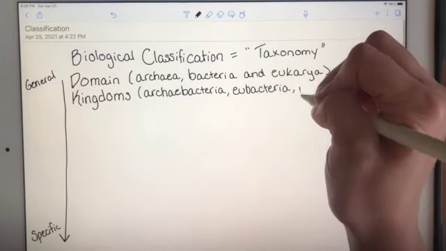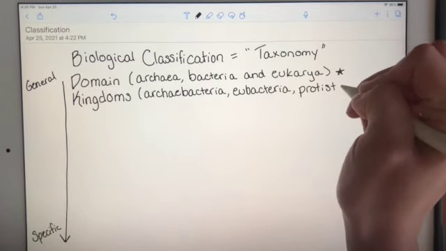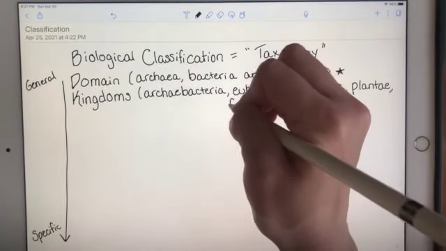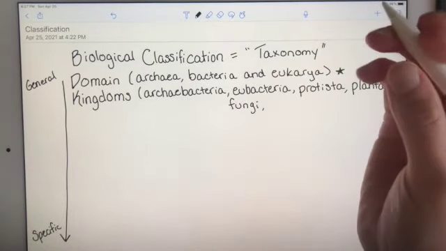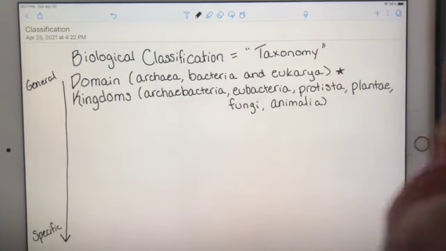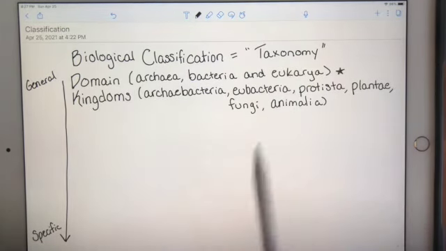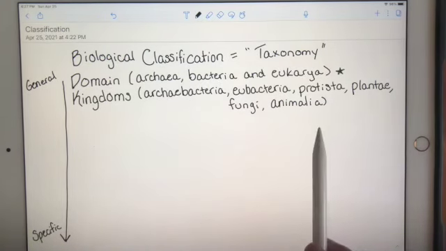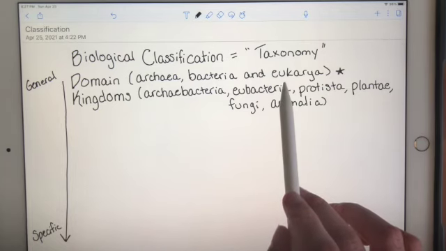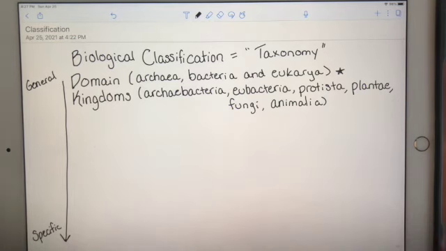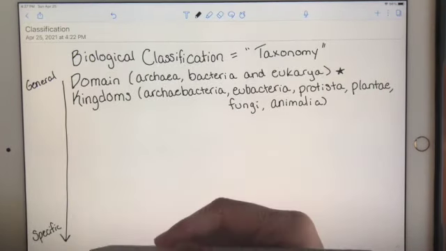For these, we have the kingdom Protista, Plantae, fungi, and many people's favorites, Animalia. So we have 3 domains that we're working with. In those 3 domains, we have 6 different kingdoms. In Eukarya, our kingdoms are Protista, Plantae, fungi, and Animalia. But we can still break this down further. As you can see, there's a lot of this arrow left to go down.